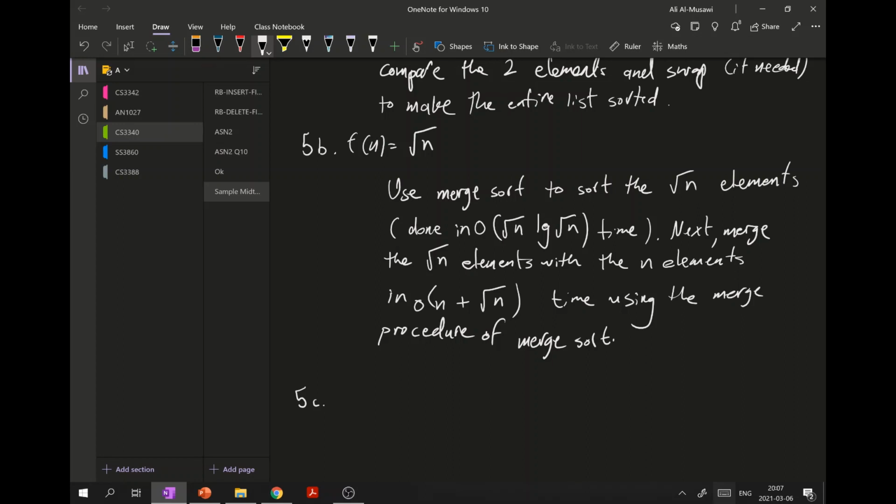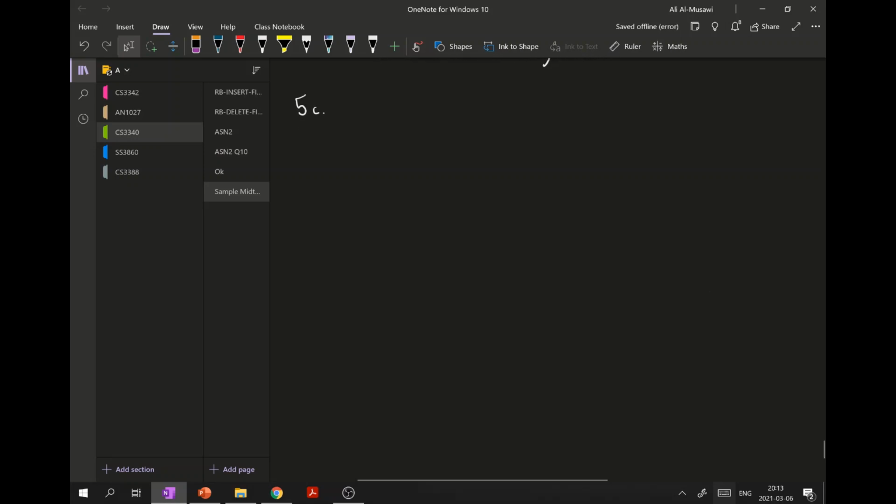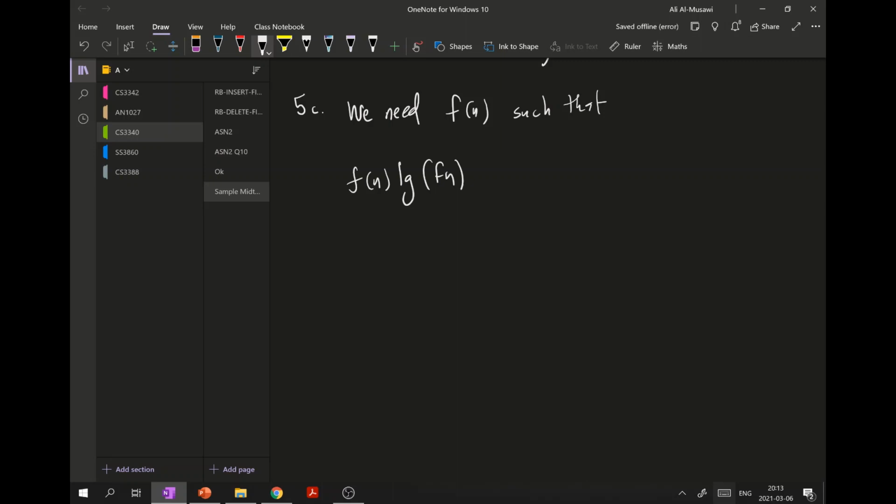But actually f of n equal to root n is not that small. There is a bigger one. For this question, we're looking for f of n such that f of n log f of n is in O(n). This is what we want.